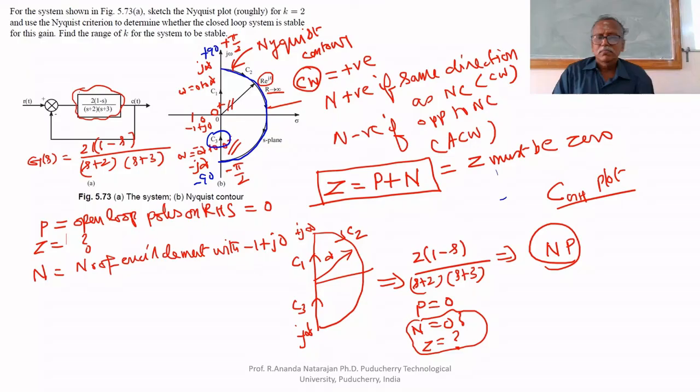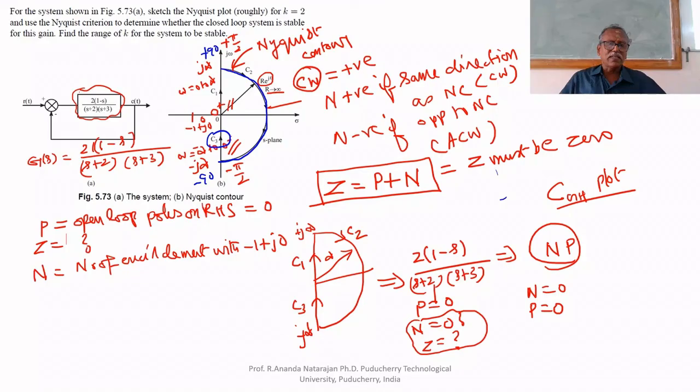P means what? The number of open loop poles on the right hand side. That is 0, because what is given? The given open loop transfer function has S plus 2 and S plus 3. That is, poles are at minus 2 and minus 3. That is in the left hand side. Therefore, P equal to 0.